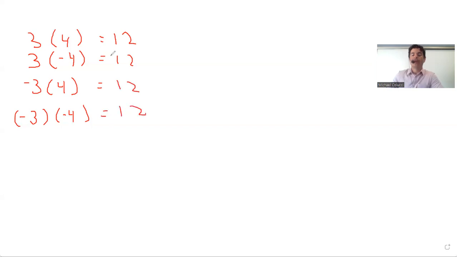3 times a negative 4, negative 12. Negative 3 times a positive 4, negative 12. Same thing. Negative 3 times a negative 4, positive 12. So here are the rules. If there is one negative and one positive, the product is negative. One negative, one positive, the product is negative. We'll get into what to do when there's multiple factors in a second. The second part of the rule is if it's a negative and a negative, it's a positive.